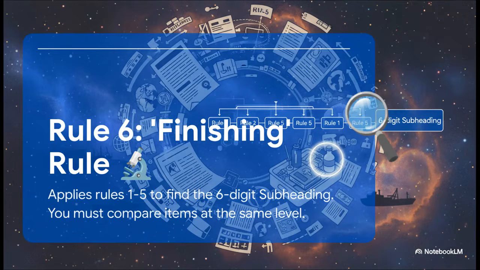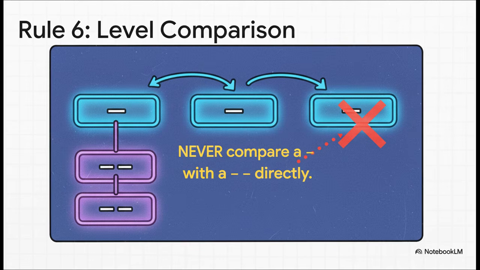And at last, we get to Rule 6, the finishing rule. Okay, so Rules 1 through 5 got us to the right 4-digit heading. That's the neighborhood. Now Rule 6 is what helps us drill down and find the specific 6-digit subheading, the exact street address. But it comes with one absolutely critical, non-negotiable condition. And here it is. You have to compare only at the same level.